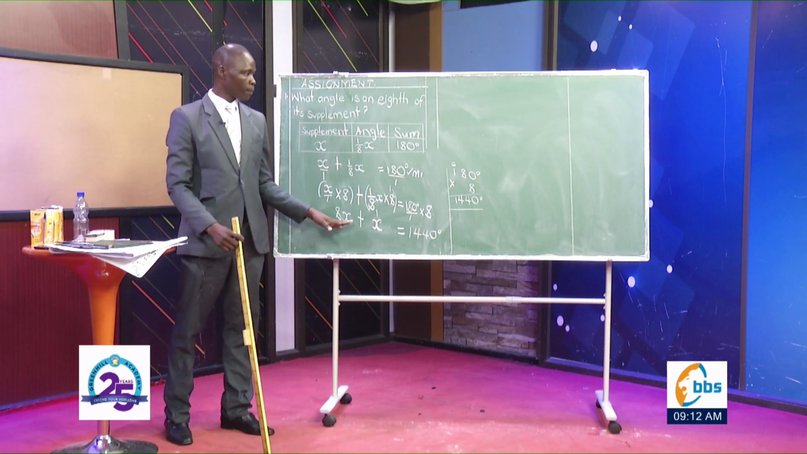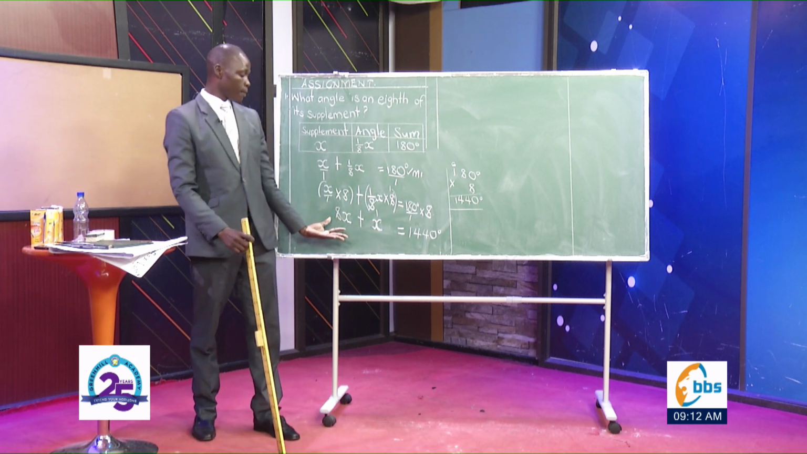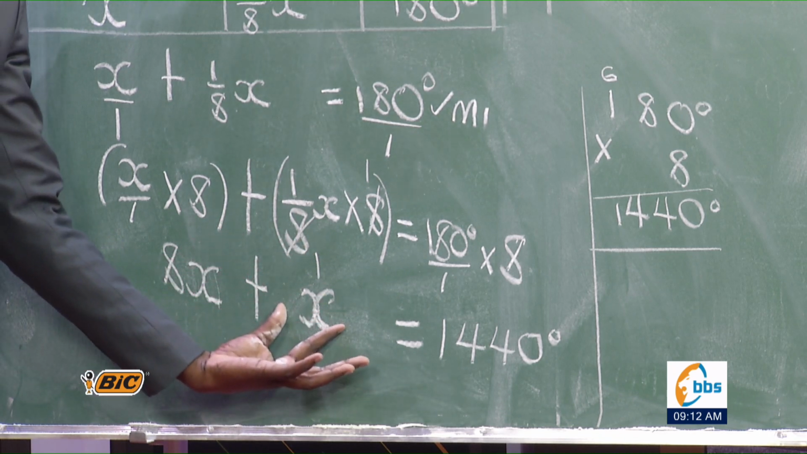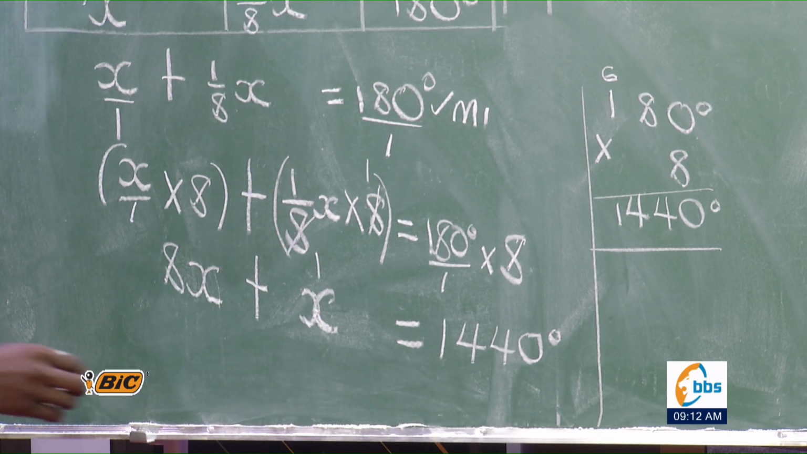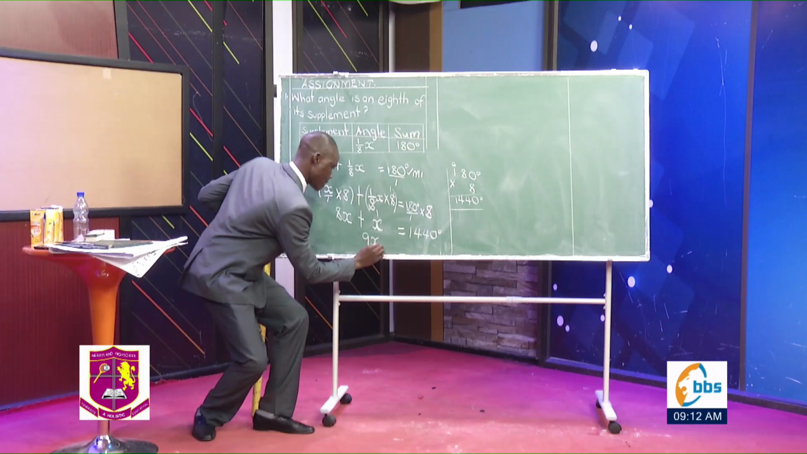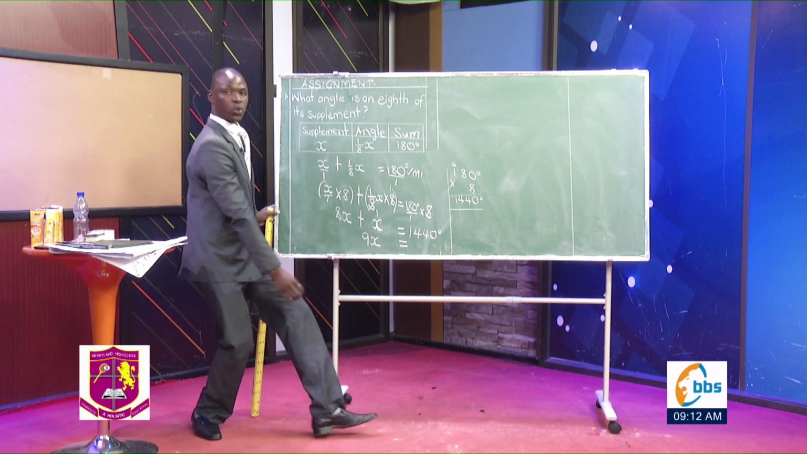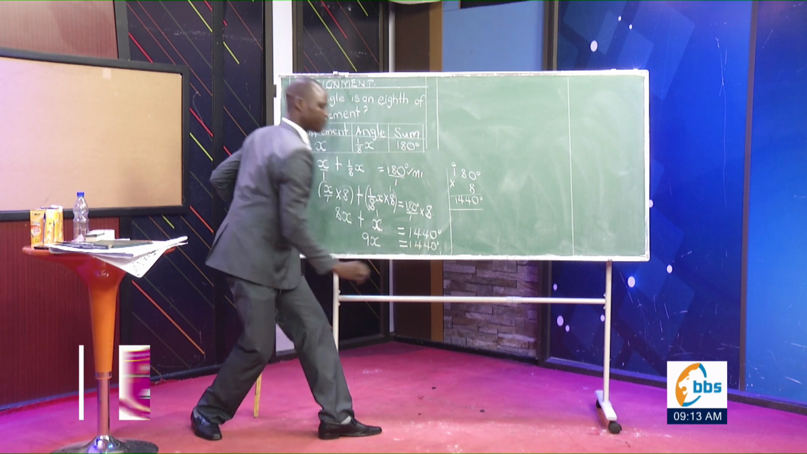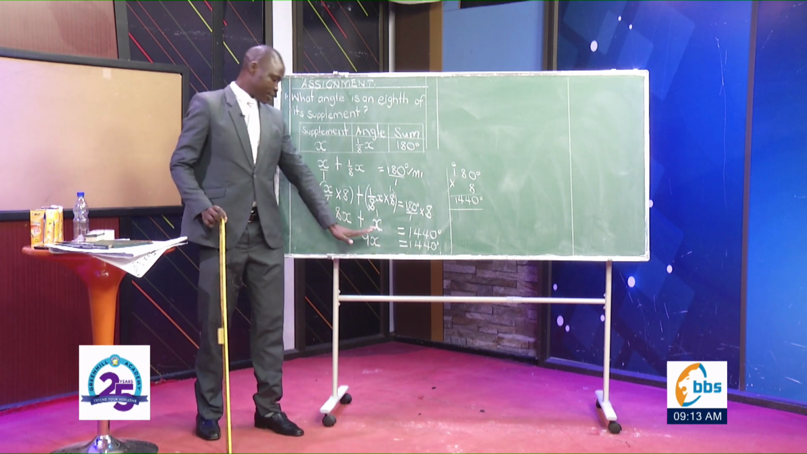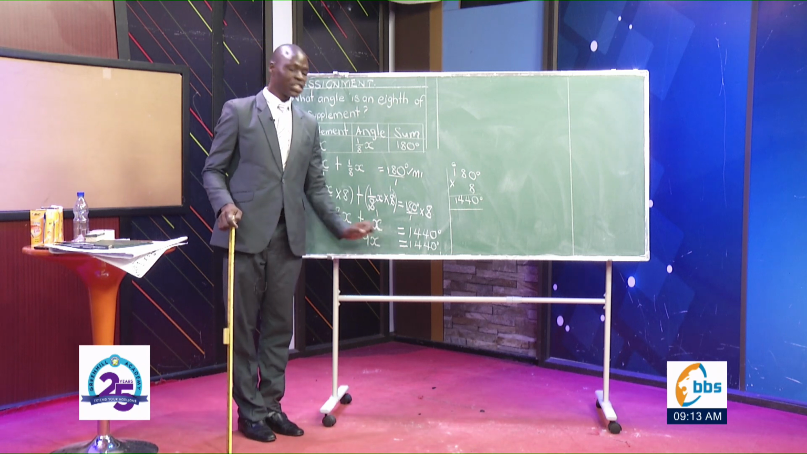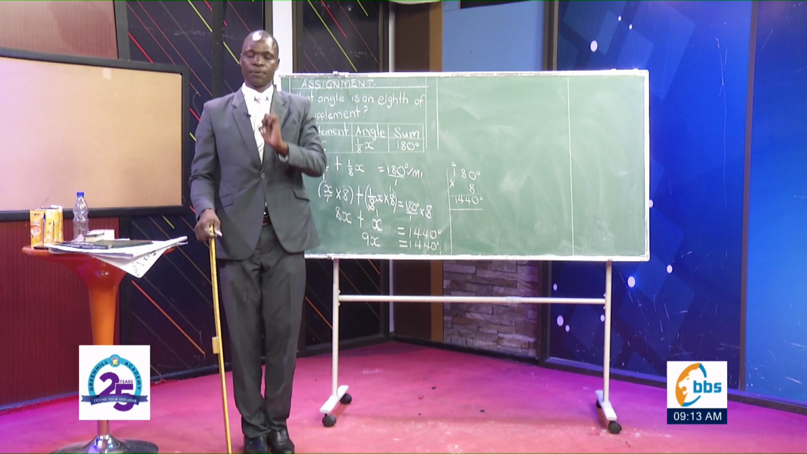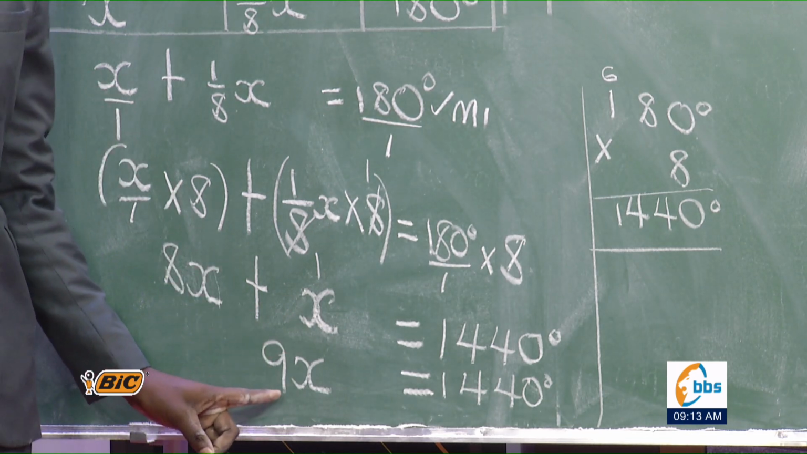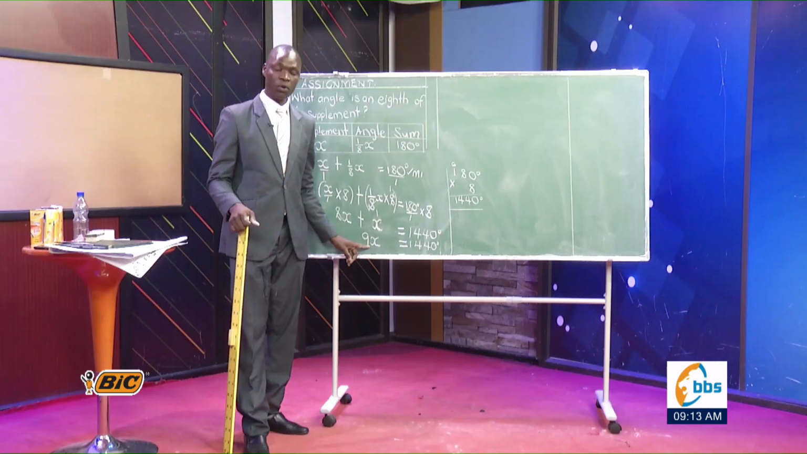The next step, when we get 8x plus x, we shall get 9x, which is equal to 1,440 degrees. At this point, we shall need to find the value of x alone. And therefore, we shall divide both sides by 9, the coefficient.